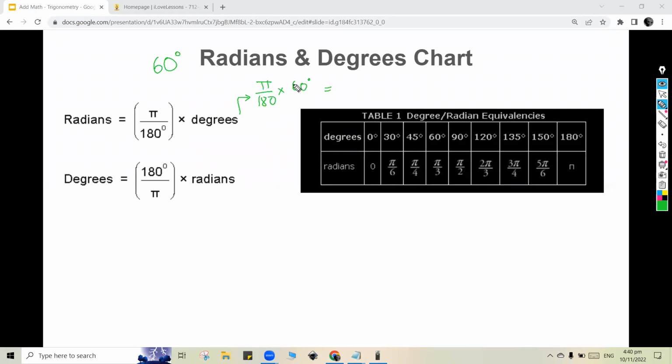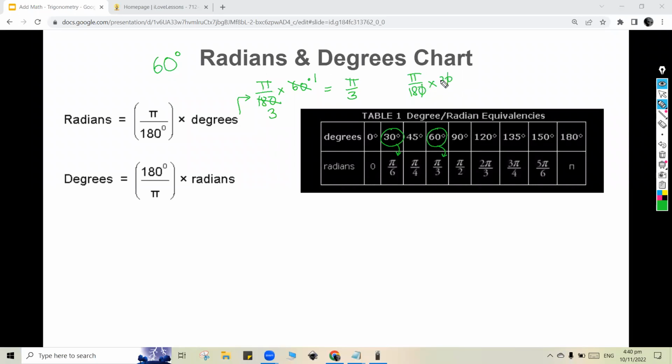If you try to simplify this, 60 into 60 is 1, 60 into 180 is 3. So you end up with pi divided by 3. You will notice I already have it laid out in the chart for you. 60 degrees is the same thing as pi on 3, right? Of course, I could prove it for you for 30 degrees also. I could prove to you that 30 degrees is the same thing as pi on 6.